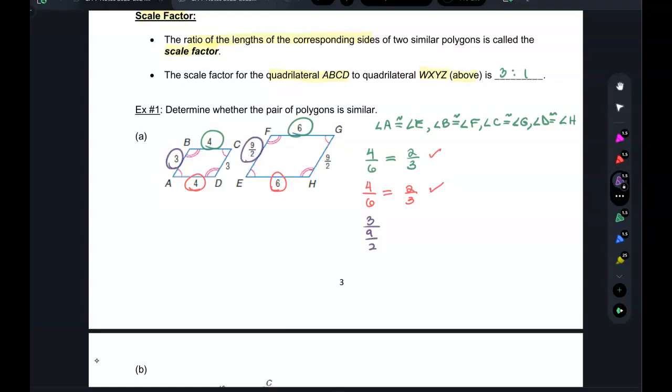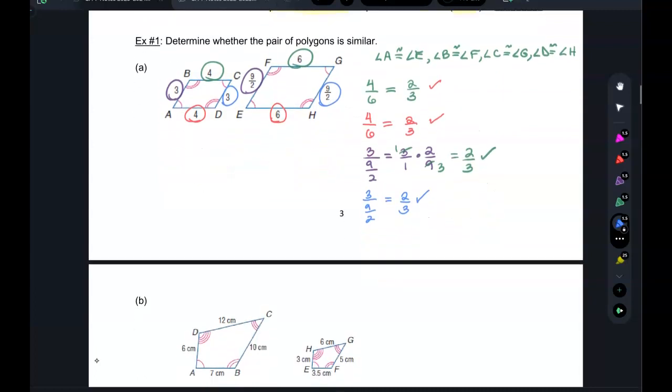Okay, so here we have a complex fraction. So if we have 3 divided by 9 halves, that's like saying 3 over 1 times the reciprocal 2 over 9, which we can reduce, and we do get 2/3. Check. Last one, 3 to 9 halves. Well, we just did that. We know that's going to be 2/3. So since all the corresponding sides end up having the same ratio, yes, they are similar.